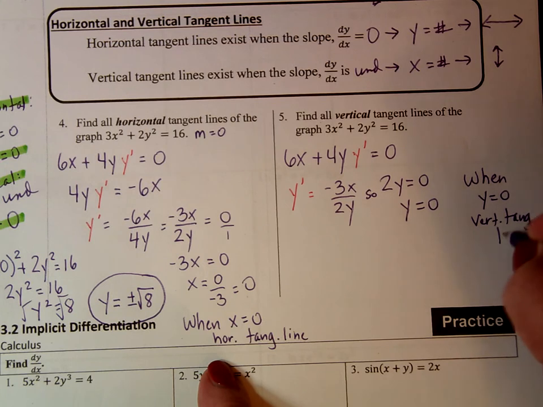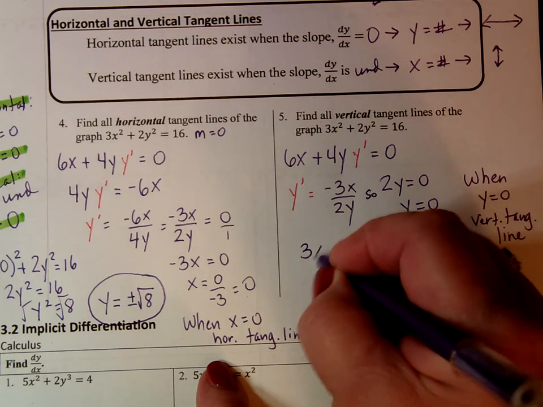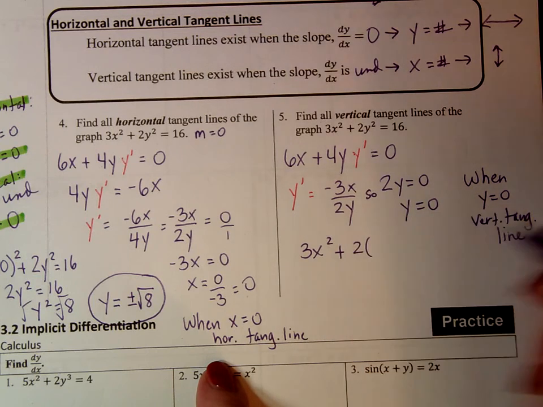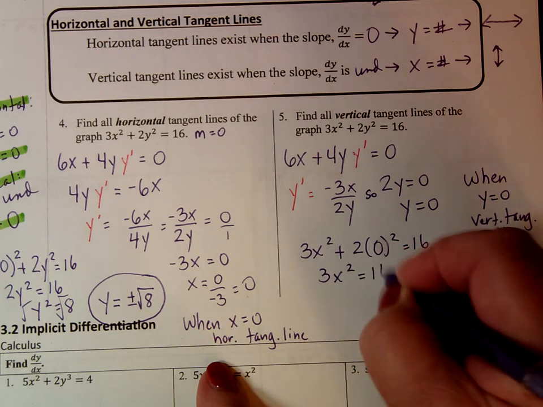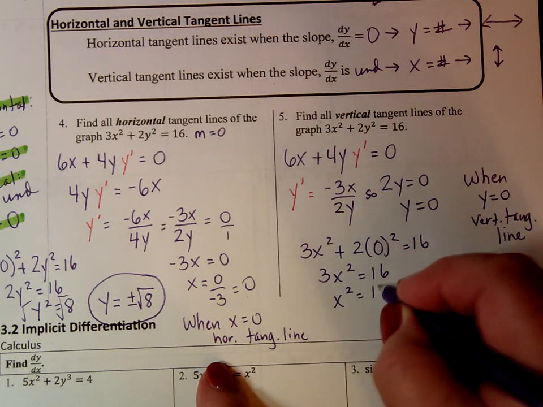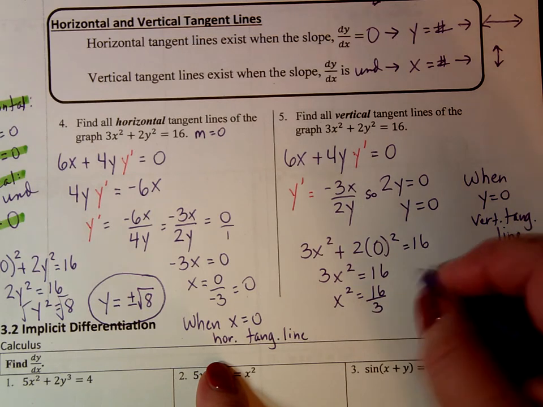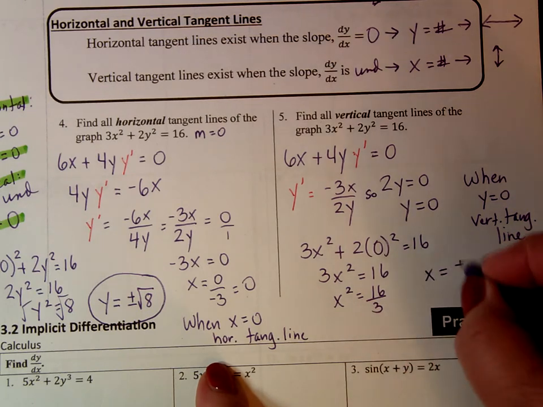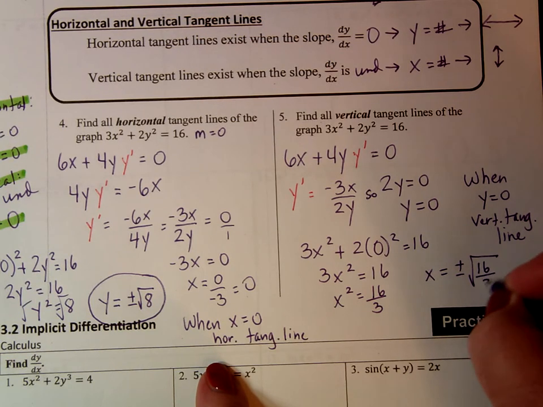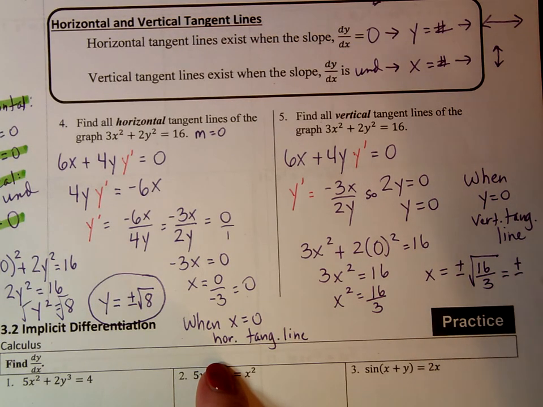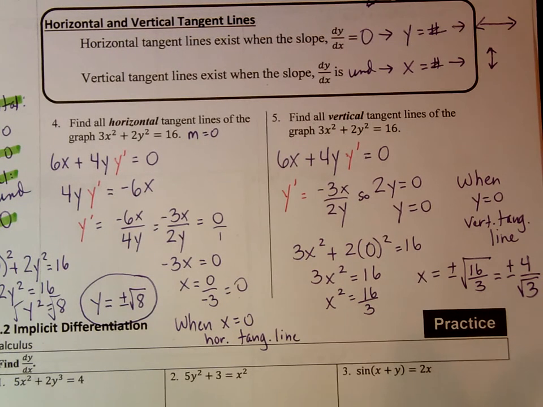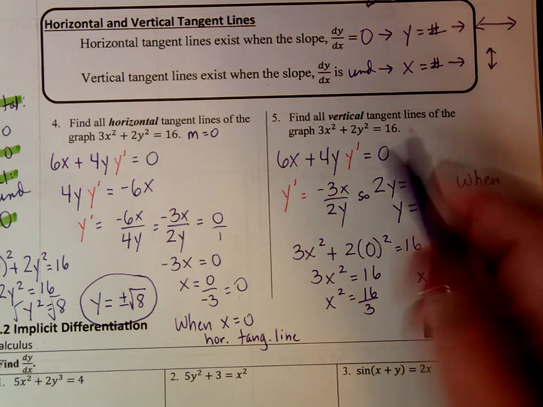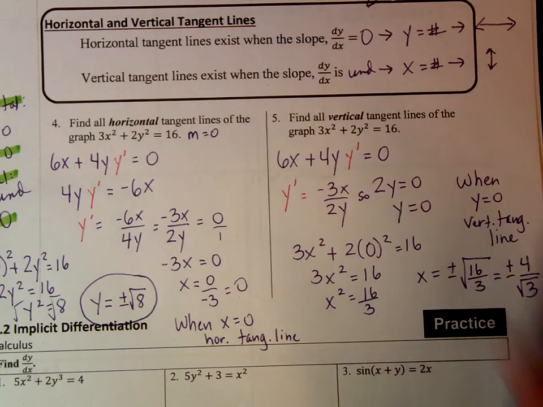All right, let's check it out. 3x squared plus 2 times 0 squared equals 16. 3x squared equals 16. x squared equals 16 over 3. So x equals plus or minus the square root of 16 over 3. I guess I really could call that plus or minus 4 over the square root of 3. Remember, Mr. AP does not mind you having square roots in the denominator. And now you have figured this out, because it should be x equals a number for a vertical tangent line, and here you go. You got it.